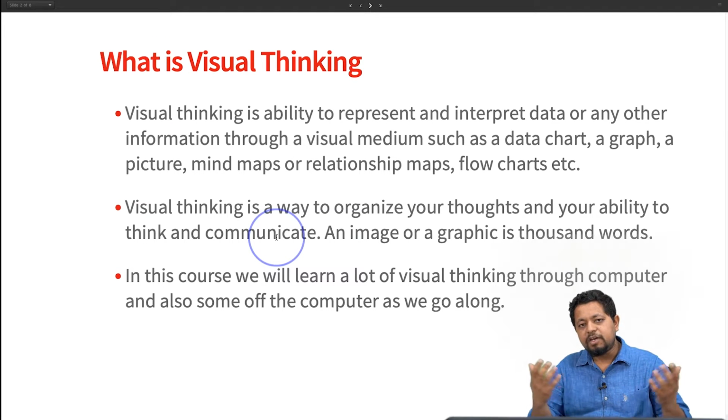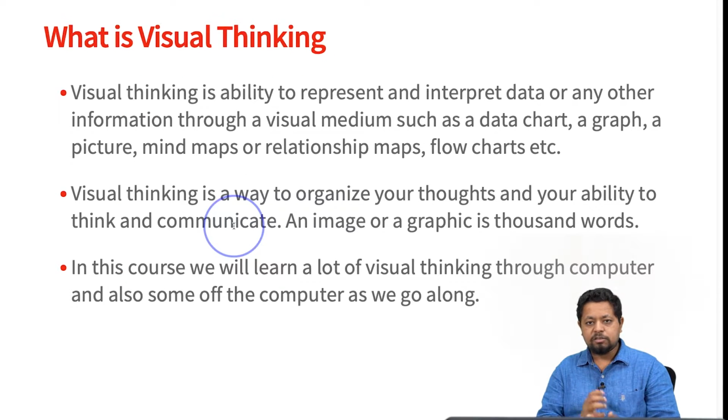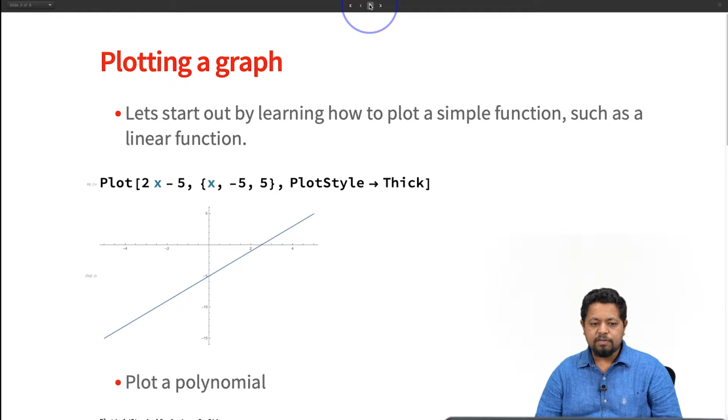So visual thinking is a very wide word. It can mean many things. It can also mean representing your thoughts and ideas through an abstract painting, but that's not what we are referring to. We are referring to visual thinking where we take physics and maths problems and represent them on a computer through visual media. Let's move ahead and get started with something.